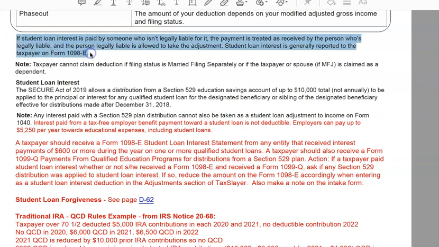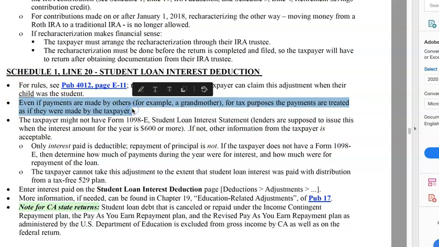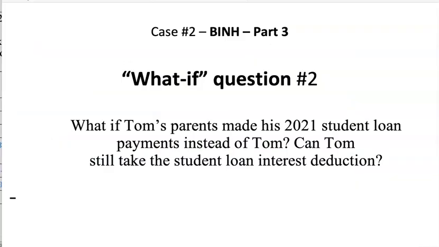And here is the critical paragraph: student loan interest paid by somebody else. Payment is treated as received by the person, that's our taxpayer, who's legally liable, and the person legally liable, our taxpayer, is allowed to take the adjustment. And the Duck Book says, of course, the same thing, just worded a little differently. So even if payments are made by others, for tax purposes, the payments are treated as if they were made by the taxpayer. So bottom line, yes, Tom can still take the student loan interest deduction.